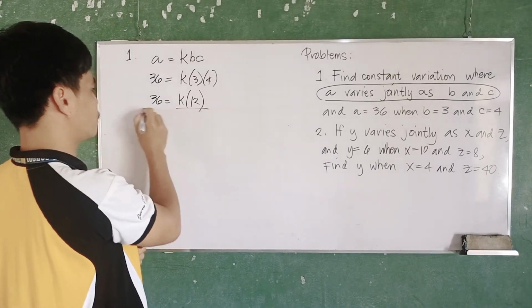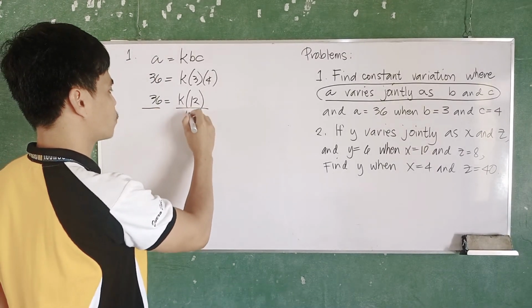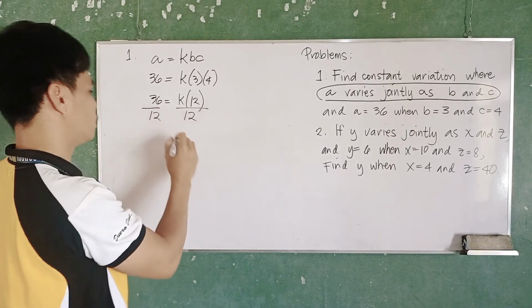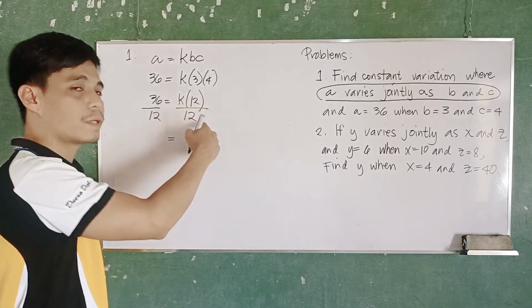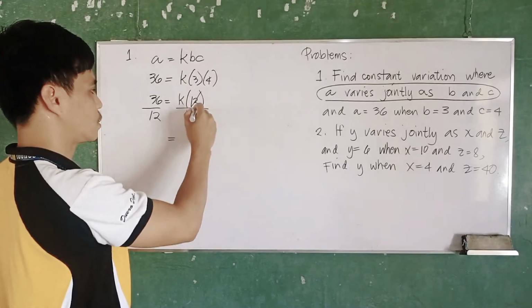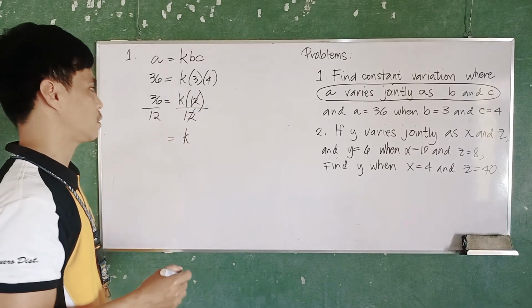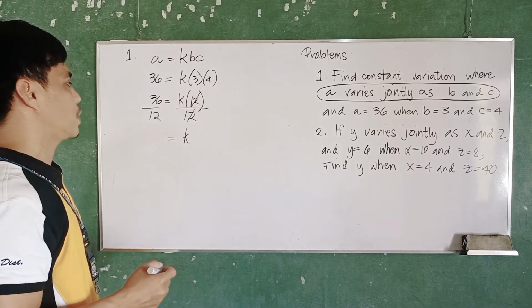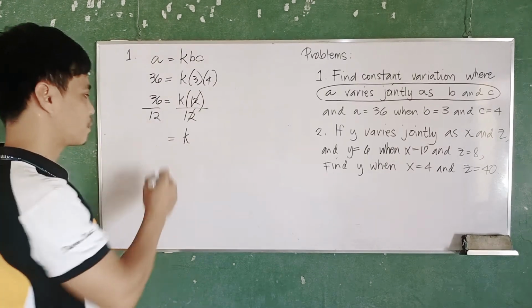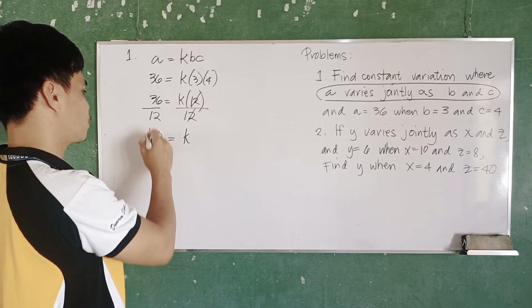So, okay, ito na po siya. So, divide both sides by 12 and 12. So, 12 divided by 12 will be 1. So, that will be cancelled out. So, natitira dito sa kabila guys is your K constant. So, 36 divided by 12 will be, so that will be 3.